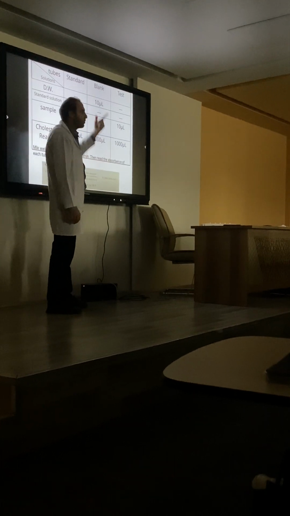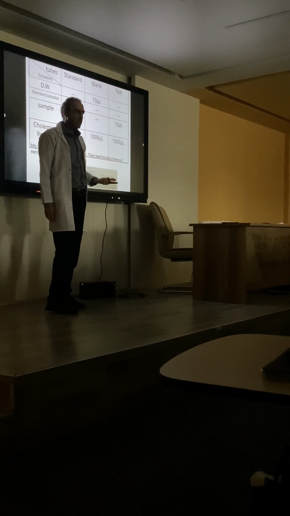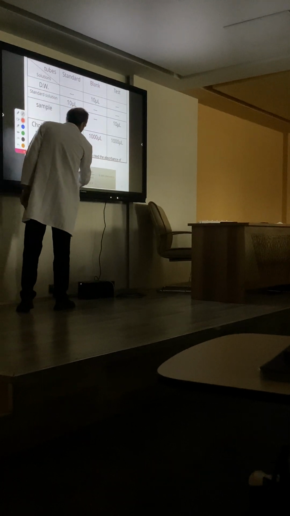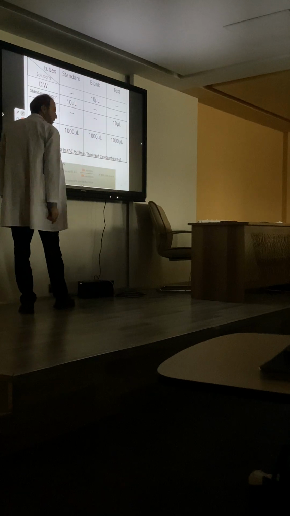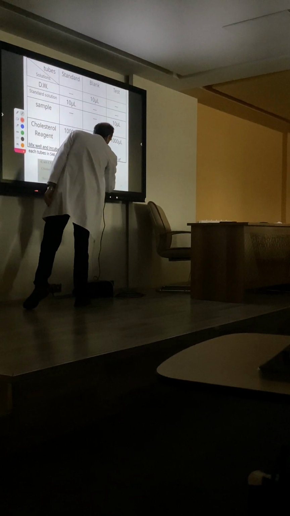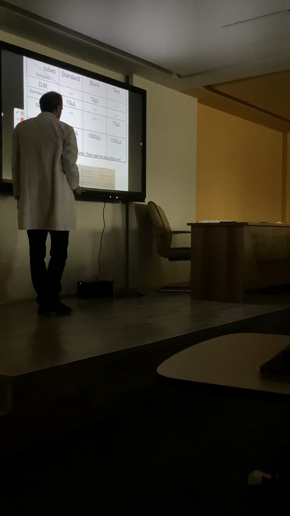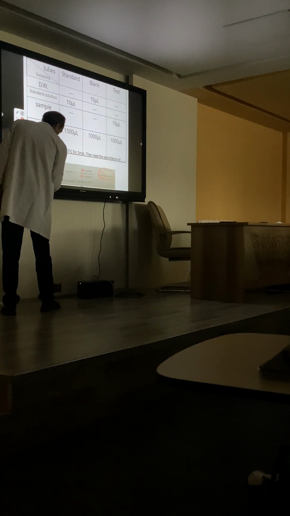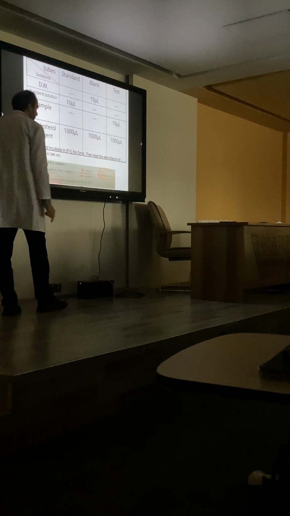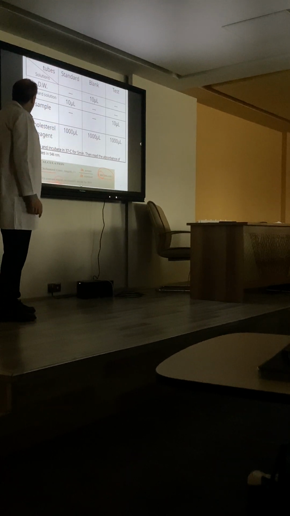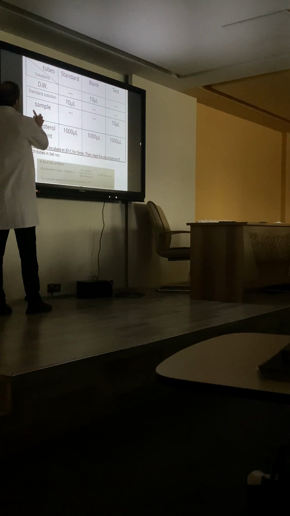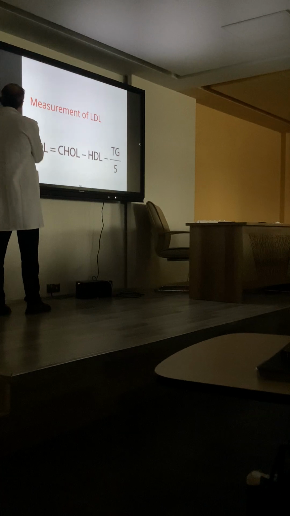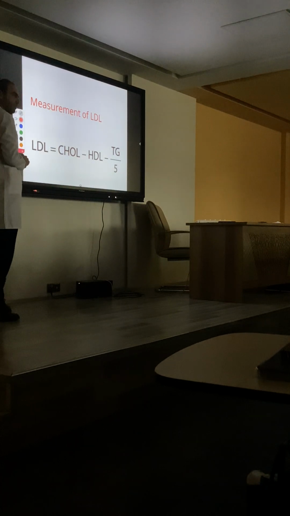Delta OD of sample means the OD of sample minus blank, and the OD of standard minus blank. So OD of sample divided by OD of standard, multiplied by the concentration of the standard, which is 200. It will give you the total cholesterol concentration in milligram per deciliter. So till now, we measure triglyceride, total cholesterol, and HDL cholesterol.